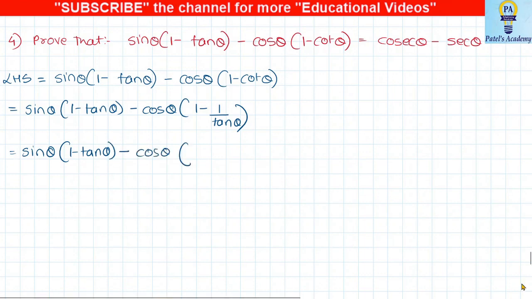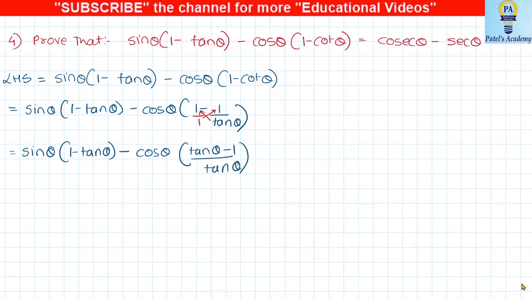Now here I'm going to do LCM or cross multiplication. So what I'll get over here is tan theta minus 1 upon tan theta. Now the next step is going to be very important, students. Understand this very properly. So this is sin theta as it is, 1 minus tan theta as it is. Now I'm not putting a minus sign as of now, just see this step, cos theta as it is.